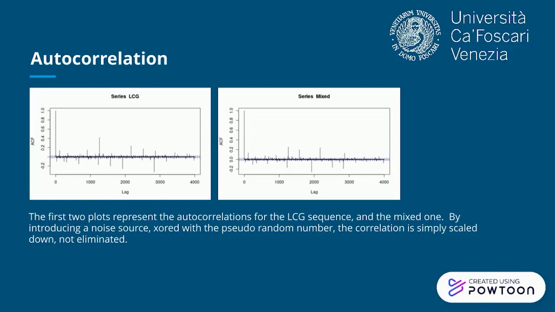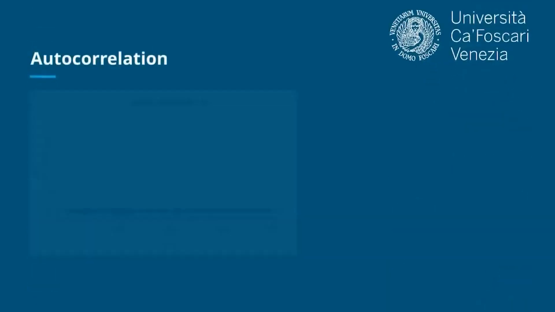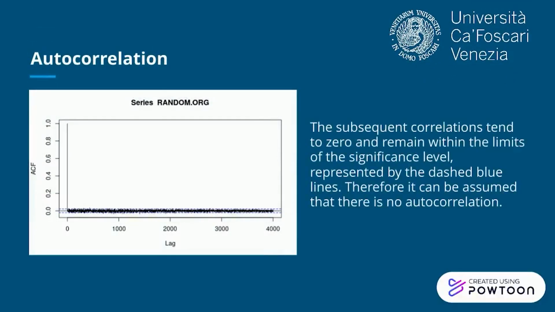In a sense, this tells us that even if a sequence has a low level of autocorrelation, it can still be autocorrelated by changing our magnitude of the observation. Since the example above does not show a rapid decline in correlations, some autocorrelation may be present. In the last graph, the subsequent correlations tend to zero and remain within the limits of the significance level, represented by the dashed blue lines. Therefore, it can be assumed that there is no autocorrelation.